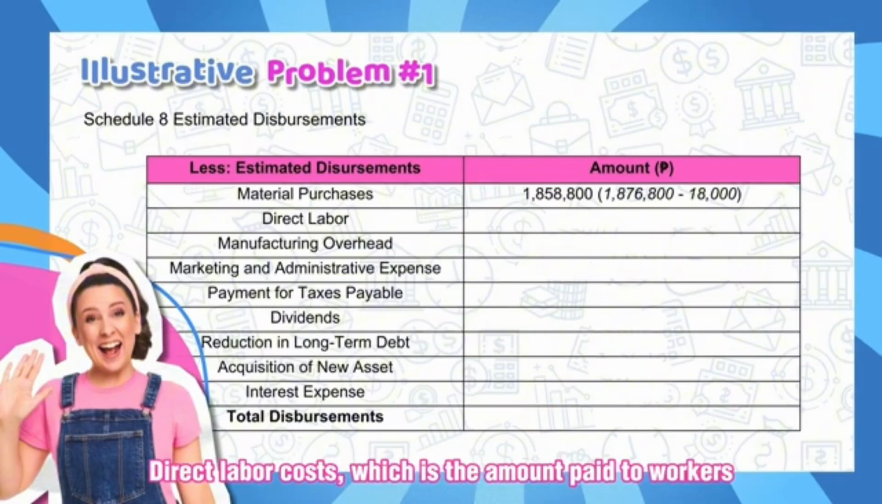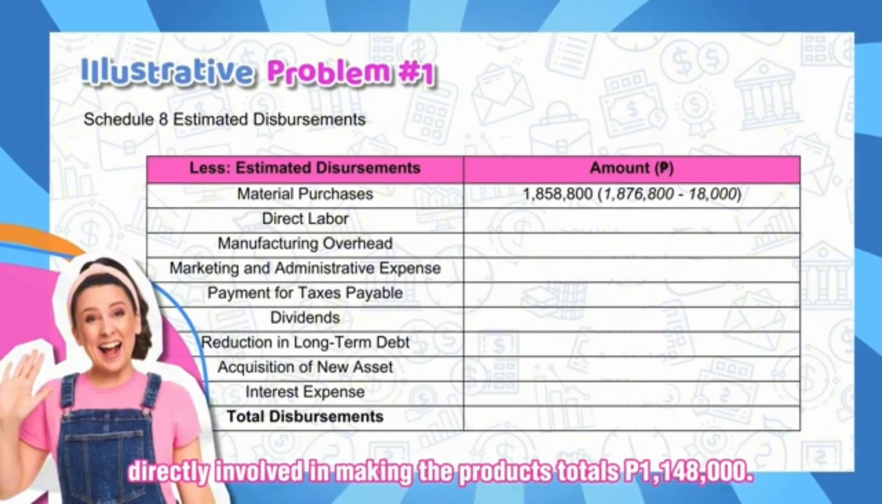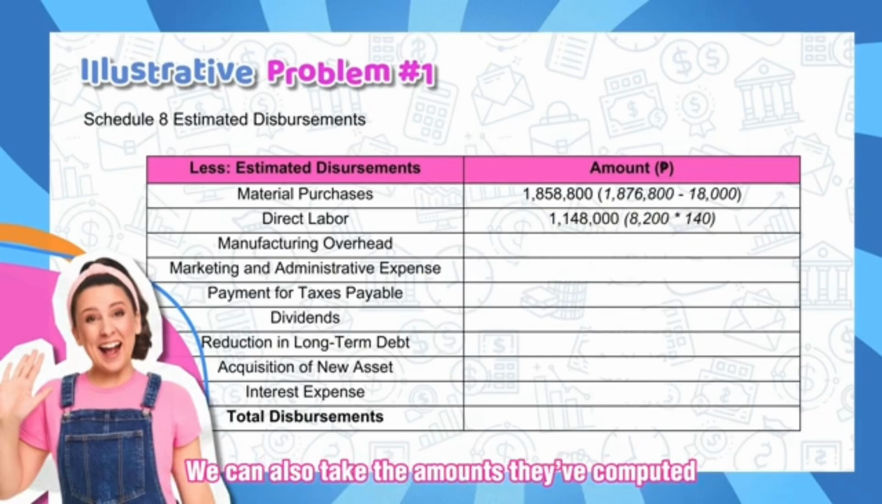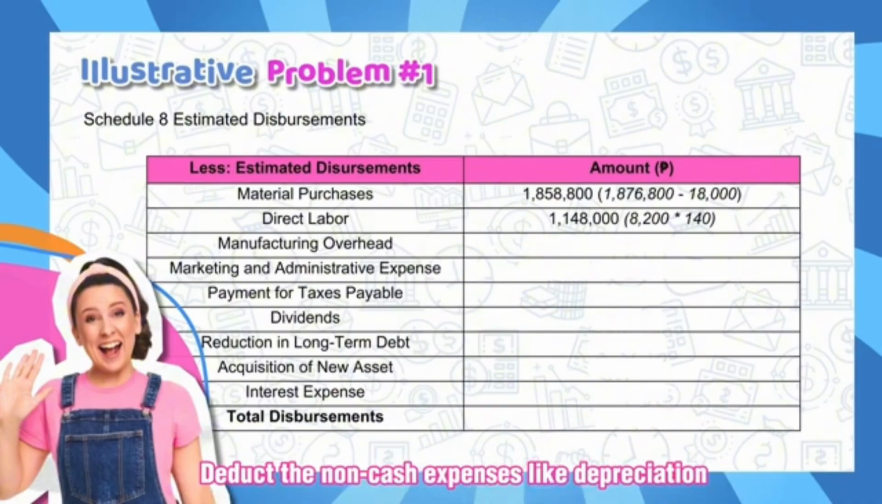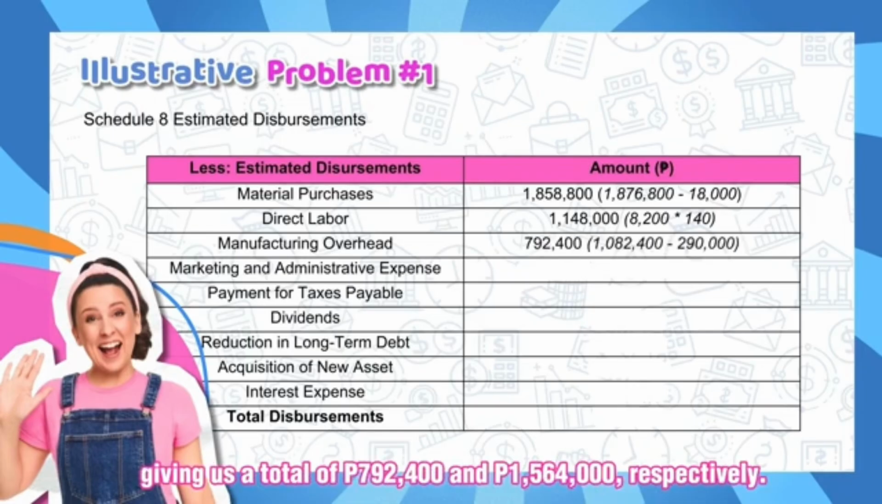Direct labor costs, which is the amount paid to workers directly involved in making the products, totals 1,148,000. We can also take the amounts they've computed using the budgeted manufacturing overhead and the budgeted marketing and administrative costs. Deduct the non-cash expenses like depreciation, giving us a total of 792,400 and 1,564,000.